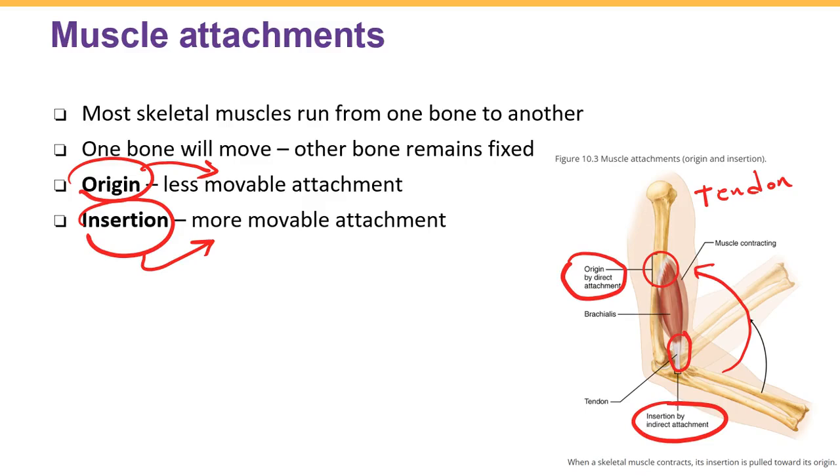So make sure you know the definition of origin and insertion, which means the origin is the fixed part or the less movable attachment, and the insertion is the more movable attachment. When the muscle contracts, the insertion moves toward the origin to make the movement.